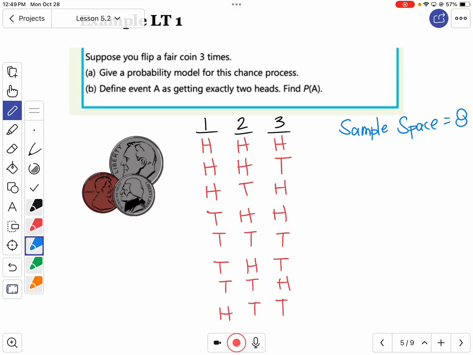Because let's say I had to do it 5 times. That'd be a lot of trying to figure out all the options, right? How many options do I have for the first one? I can either be heads or tails, so I've got 2 options. How many things could I be for the second one? Heads or tails. How many could I be for the third one? Heads or tails. And what's 2 times 2 times 2?